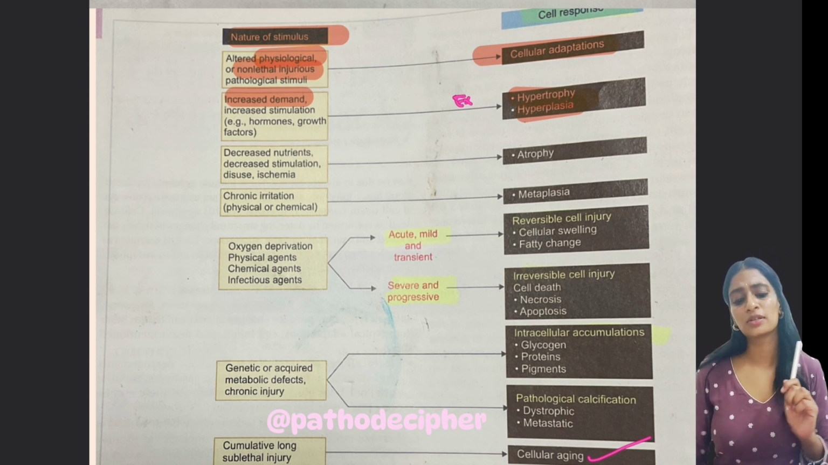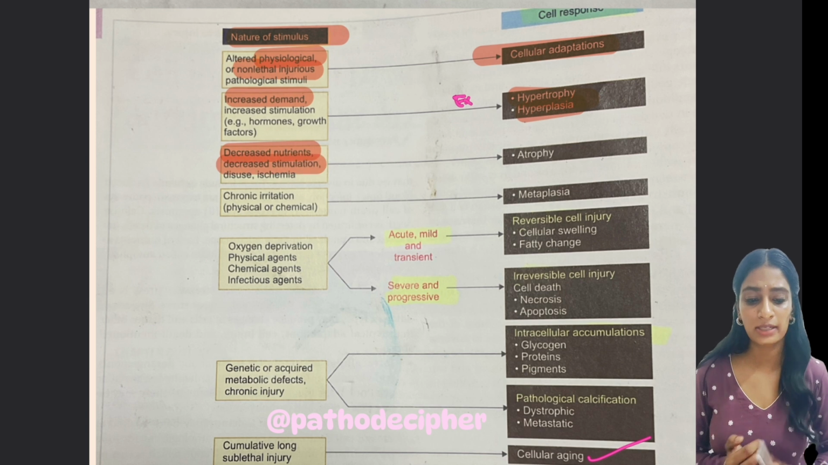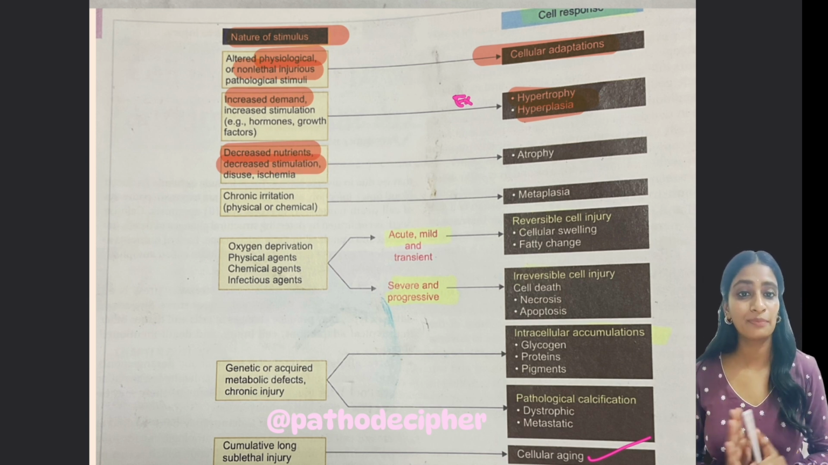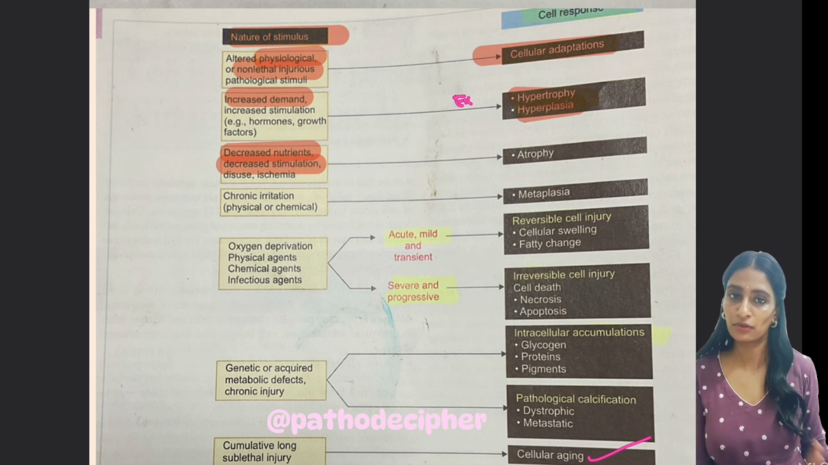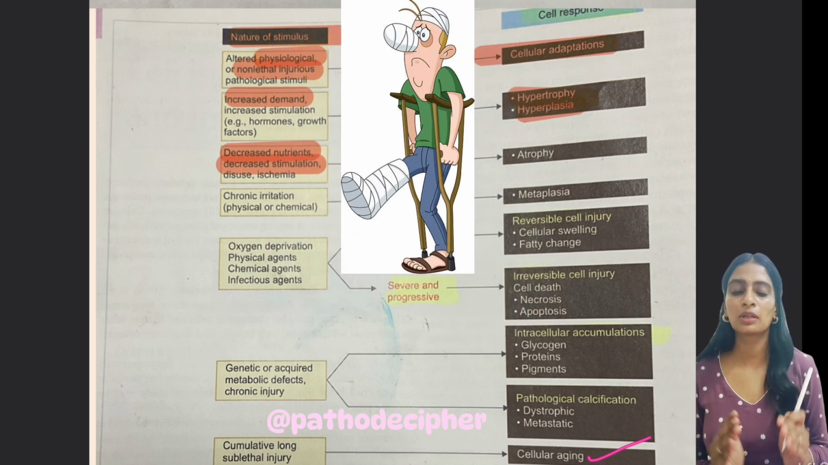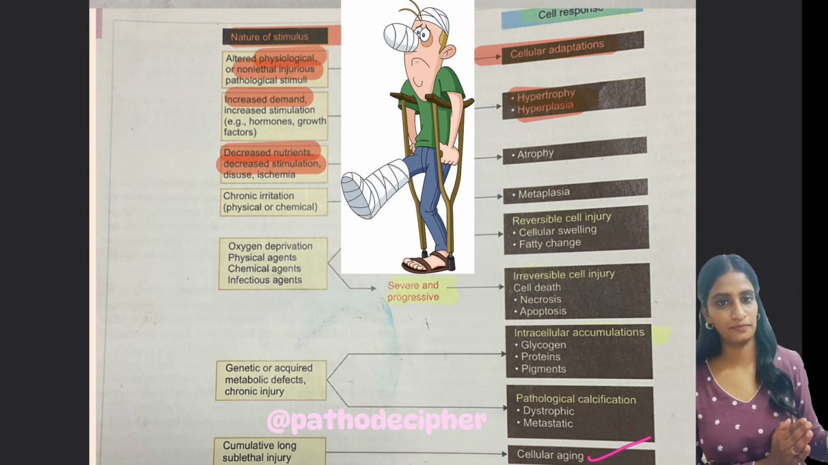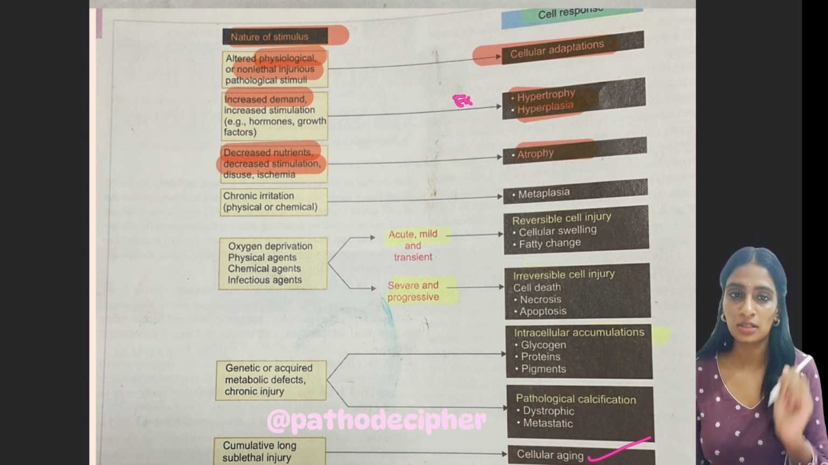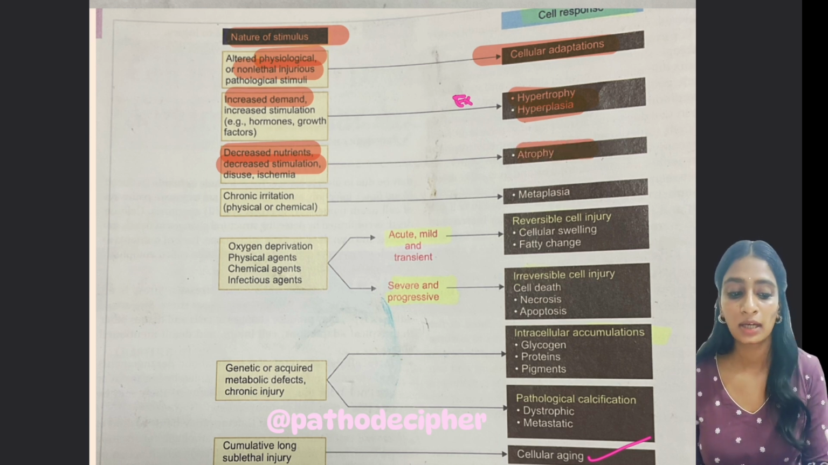That is basically if there are no nutrients, there is decreased stimulation, or there is an injury. For example, if there is an accident and a nerve injury happens to the leg, and you keep the patient immobilized for prolonged days and months in a bedridden state, it will lead to disuse atrophy. So that is atrophy.